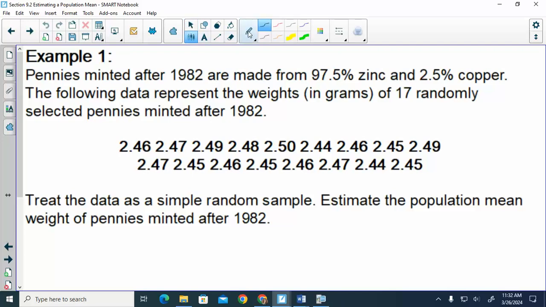So what am I asking you to find? The mean weight. How do we find the mean? Add them up and divide by the number, which I told you was 17.